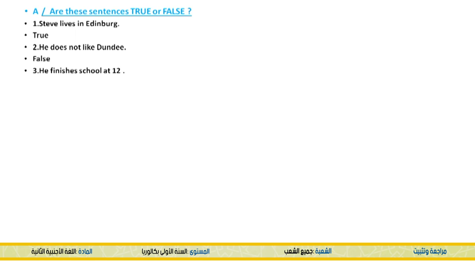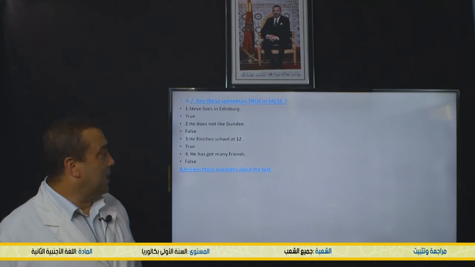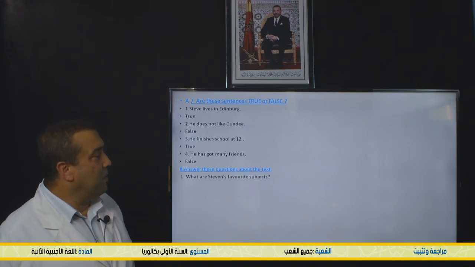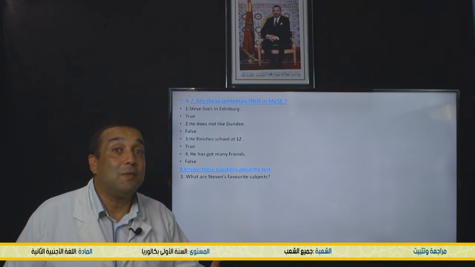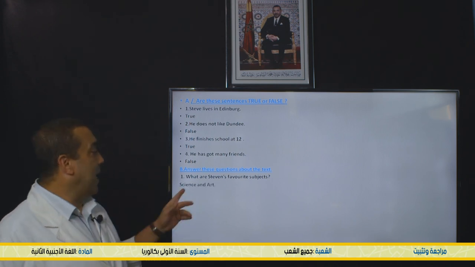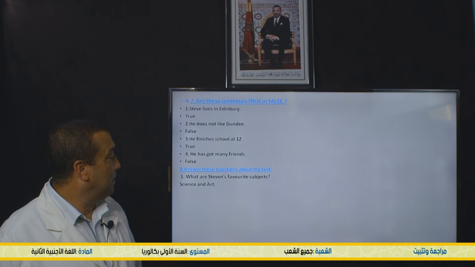He finishes school at 12. Yes, that's true. He has got many friends. False. He has only one friend. His friend is tall and slim and nice. Now I want you to answer these questions about the text. What are Stephen's favorite subjects? We said that he loves what? Yes, exactly, science and art.